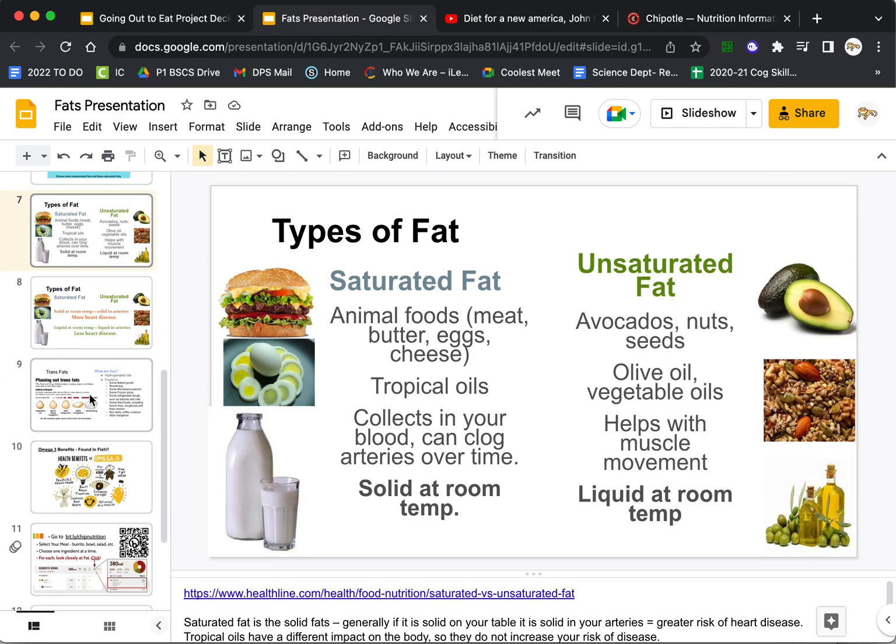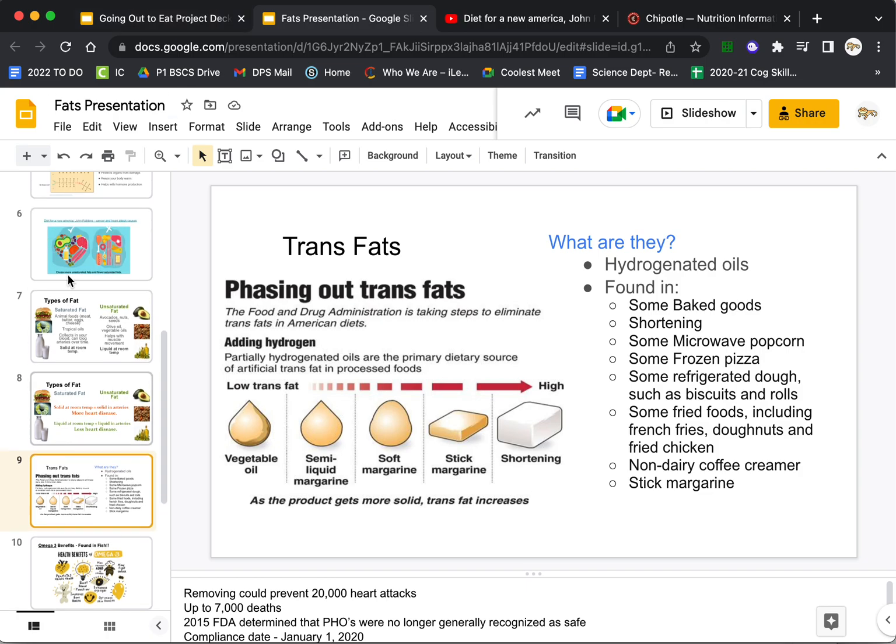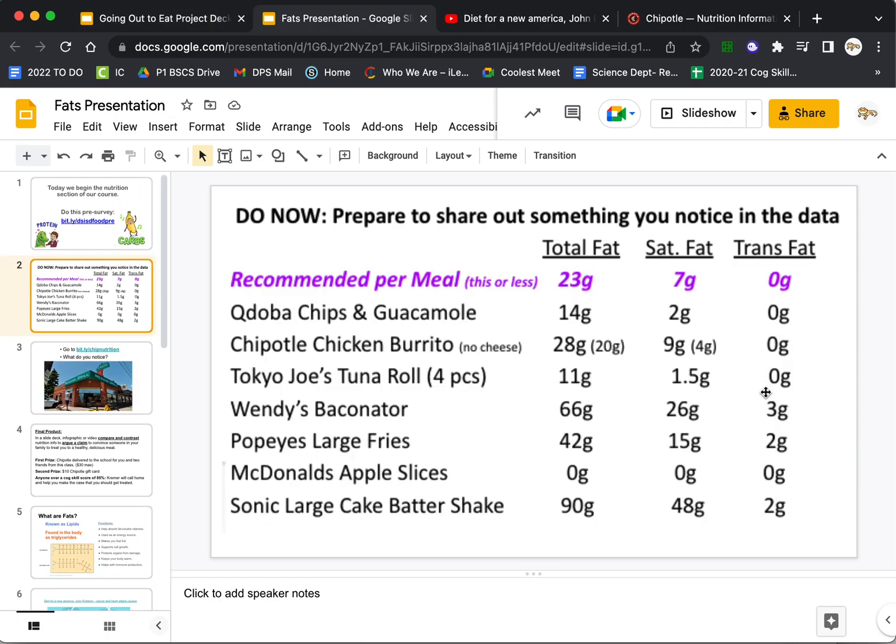Last thing that I'll mention is about trans fats. You may have noticed in the Chipotle website, none of their ingredients have trans fats. I wasn't able to find a single one. But they are actually very common in other foods. For example, if we go here, we can see the Wendy's Baconator and the large fries from Popeyes and this large shake. They have a significant amount of trans fat in them.